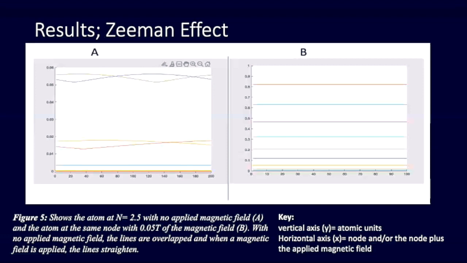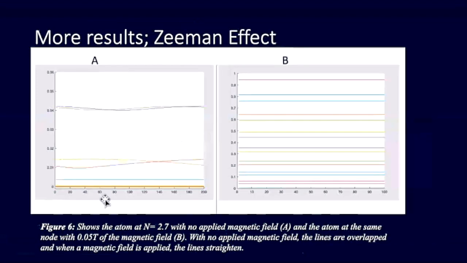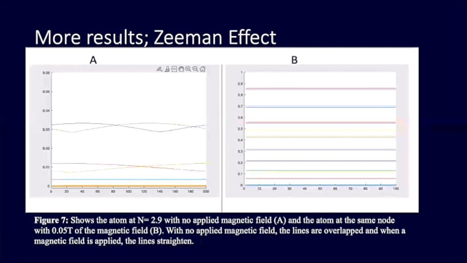This same thing was repeated with a different node. Here, the node is at 2.7. I kept the magnetic field constant for easier comparison. And then this is, again, the same thing as the first one. And then here, the number of nodes is 2.9. Again, with the magnetic field applied, the overlapped lines were straightened.